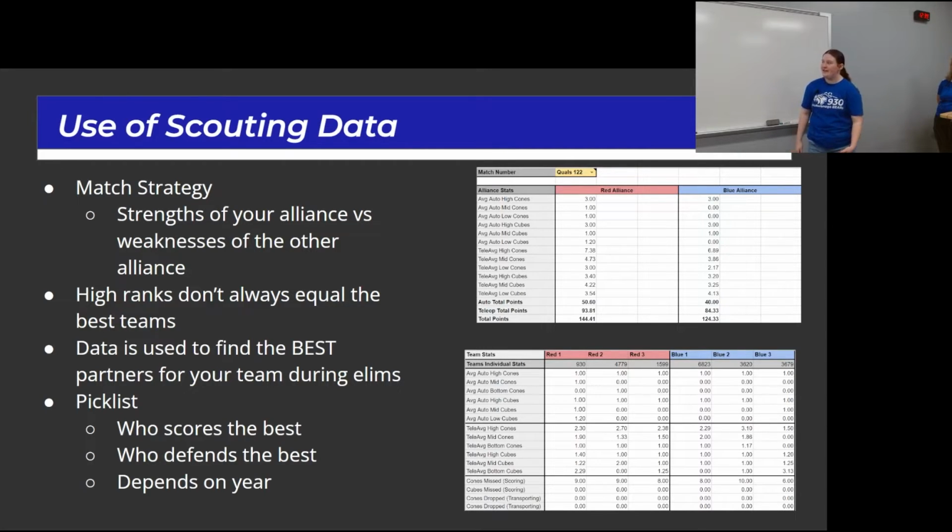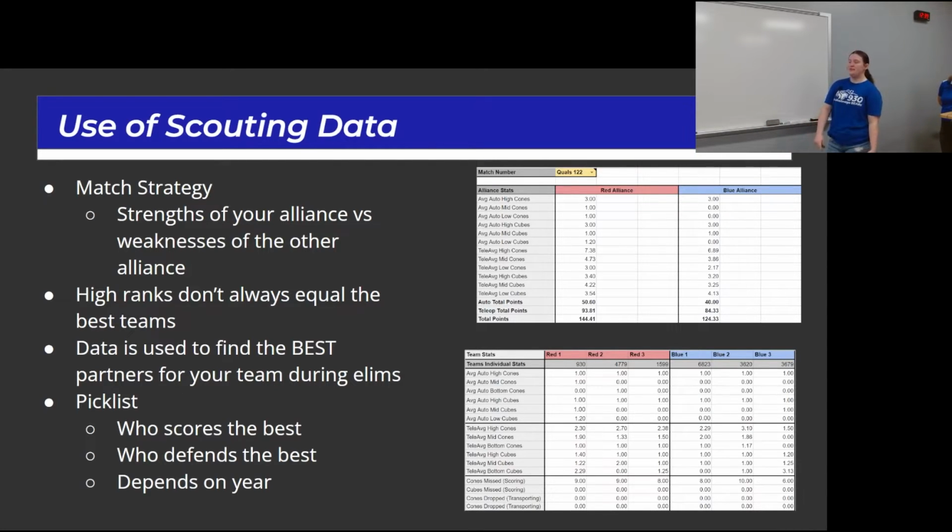And the last thing that you should really, really use your scouting data for is pick lists. We'll go over a more detailed explanation of that in a second, but your data is used to find who complements you the best, who you're going to work well with, and who you're going to score the most points from. On the bottom, you can see who scores the best, who defends the best, but it definitely depends on the year what you're going to be looking for. Maybe one year for a second robot you're looking for a defense bot, but next year you want to just have people that score.